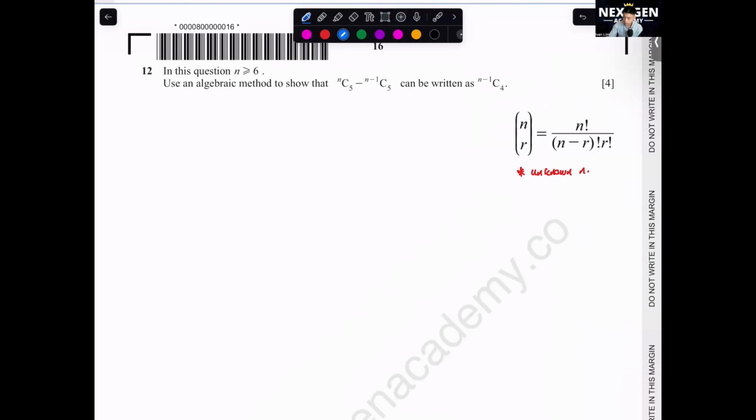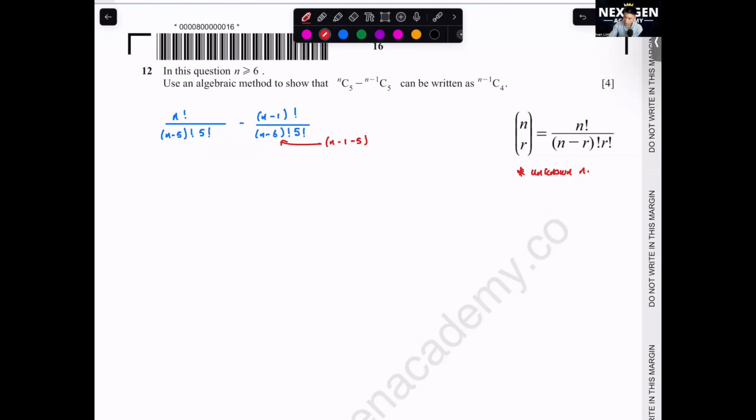So we put into the formula first, n factorial over (n minus r) factorial, for both nC5 and (n minus 1)C5. So n factorial over (n minus 5) factorial times 5 factorial, minus (n minus 1) factorial over (n minus 6) factorial times 5 factorial. How did I get n minus 6? This is from n minus 1 minus 5. So I just write n minus 6.